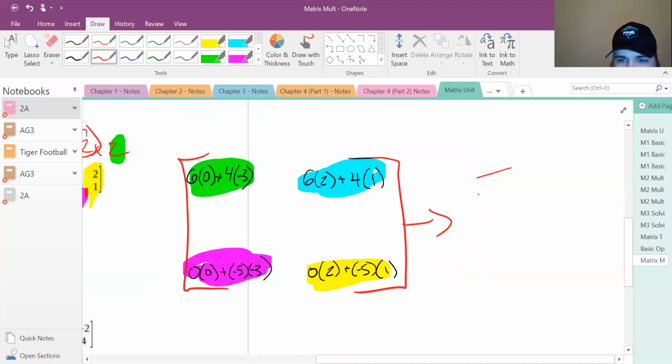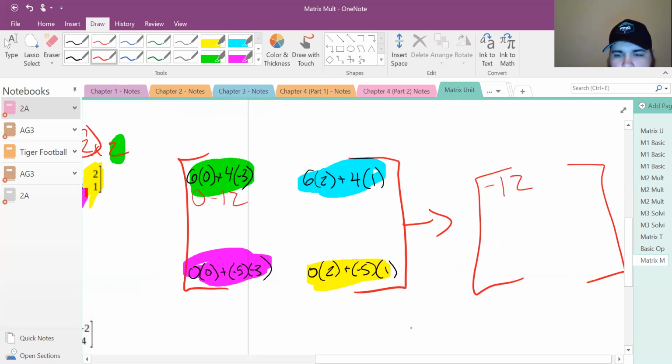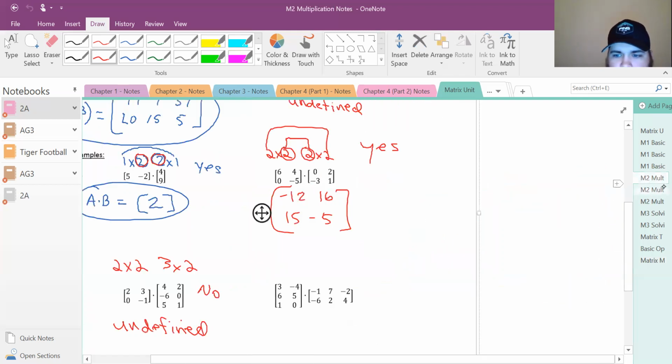So we have a 2 by 2 matrix. So 6 times 0 is 0 plus -12, minus 12, we get -12. Okay. Next we have 12 plus 4 times 1 is going to be 4. We get 16. I'm going to double check. Yep, we're good.